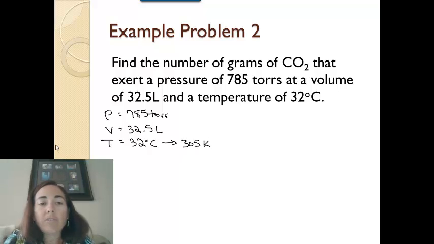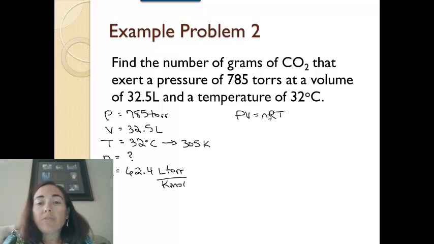You'll always have to work these in kelvins. Now, I'm looking for grams, which is going to be number of moles, and then the R value depends on this pressure unit, torr. Torr and millimeters of mercury are the same thing, so I'm going to plug in 62.4 liters times torr over kelvins times moles. Right, so here we go.